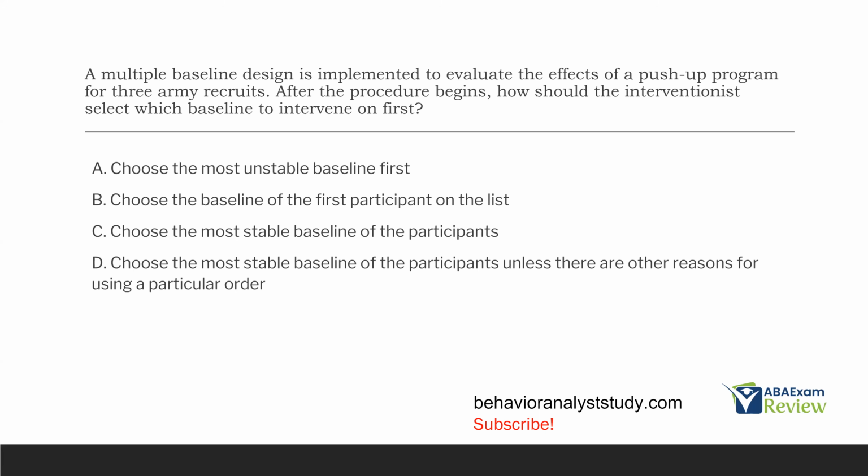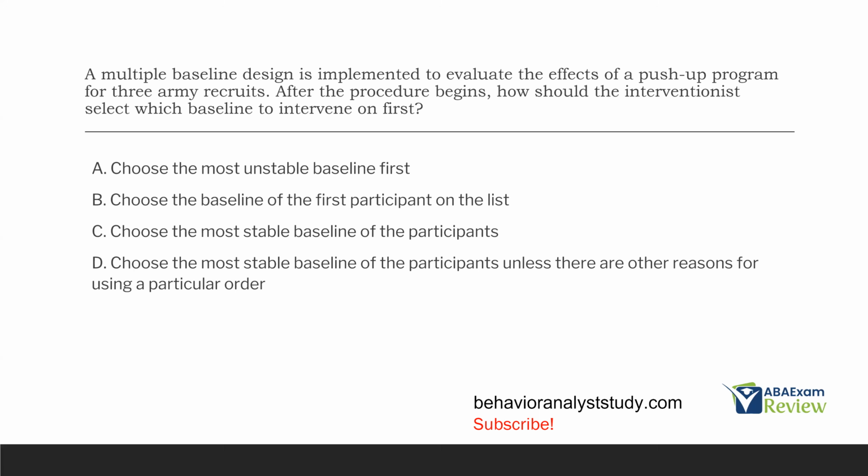C, choose the most stable baseline of the participants. Okay, much better. We're looking for the stable baseline. So if we have one baseline that's decreasing sharply, one that's increasing sharply, and then one that's just very stable in a stable state, we might choose that one. Now, what's our rule? Always read all of your answer choices. So D, choose the most stable baseline of the participants unless there are other reasons for using a particular order. And D is just stronger.